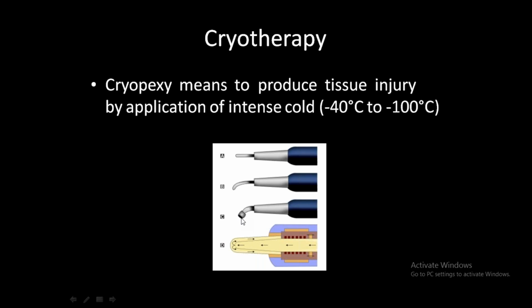And if the patient has a refractory glaucoma where the IOP is not coming down in spite of all your treatments, then we can apply cryotherapy on the ciliary body, where there is production of aqueous humor, which can be decreased by application of cryotherapy by destroying the ciliary body.